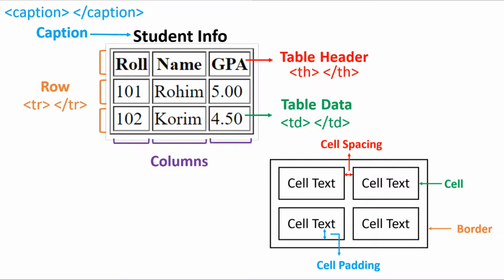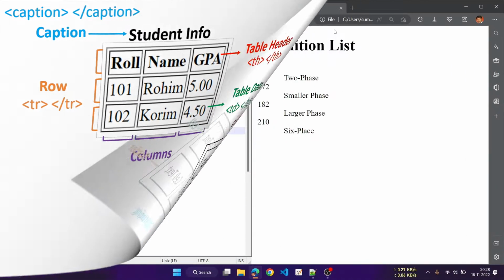So, each row of a table is specified as the content of a TR tag. The row labels, that means the headings, are specified as the content of a TH tag. The contents of a data cell are specified as the content of a TD tag. Let's check all these theoretical aspects in a practical way.